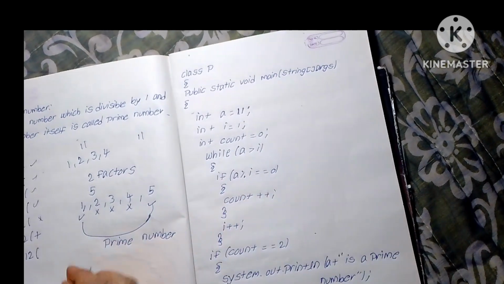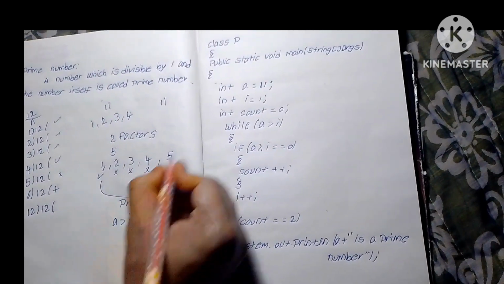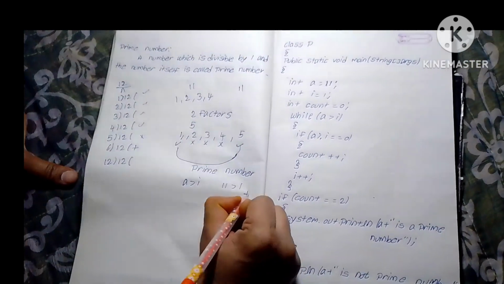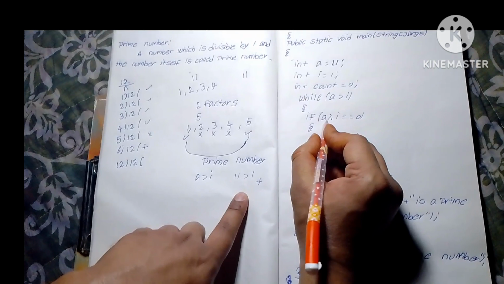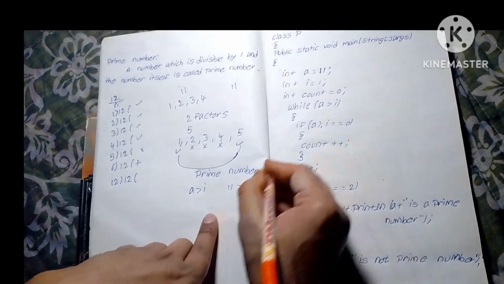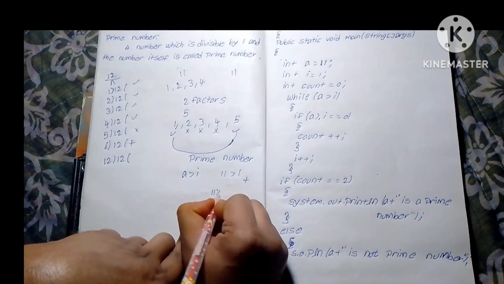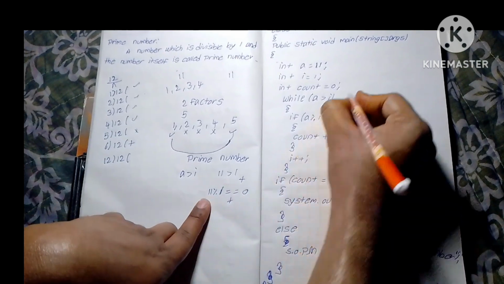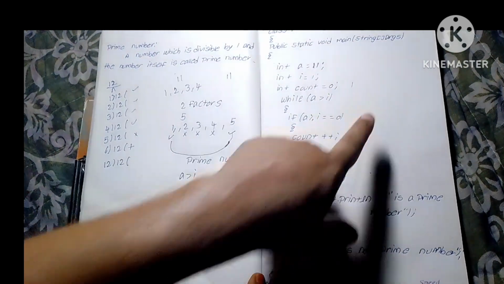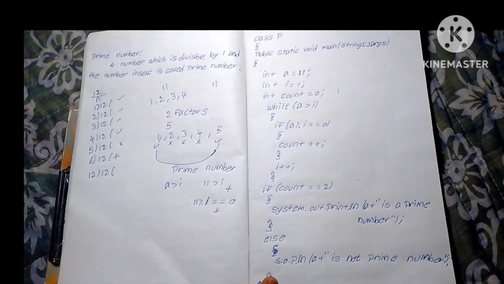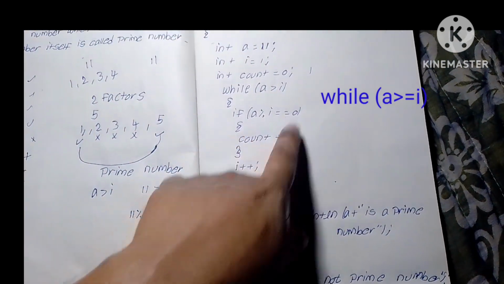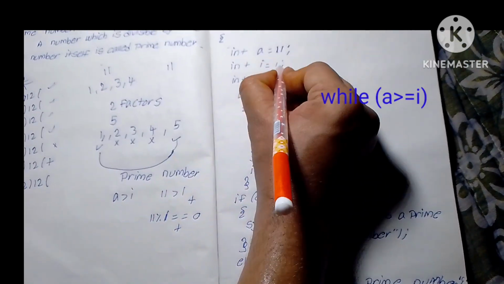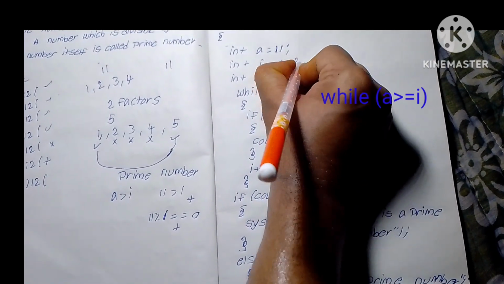You may get some doubts here, where the while condition is a greater than or equal to i, so I'm going to trace it. When a value is 11 and i value is 1, 11 greater than or equal to 1 is true. And the if condition executes, 11 modulus 1 is equal to 0, which is also true. When the if condition is true, the if block executes. I will increase the count from 0, count becomes 1. After that I'm going to update i value, which initially was 1 and became 2.